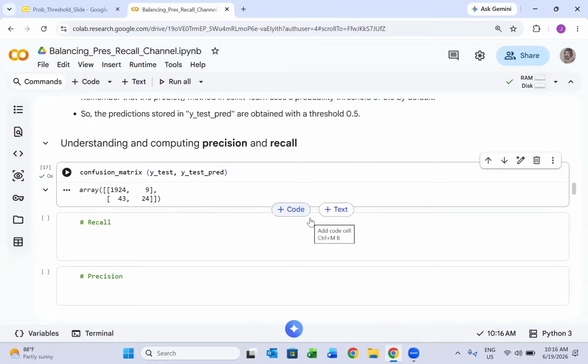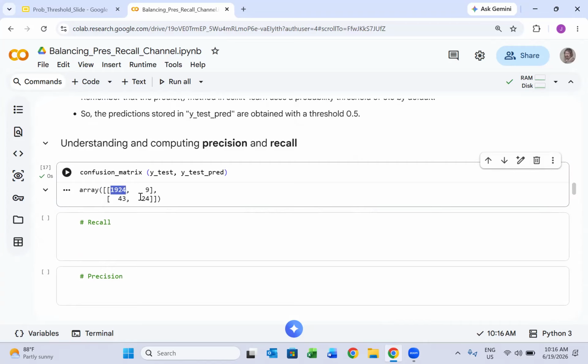Okay, that's a confusion matrix. And how do we interpret that confusion matrix? Well, what are these numbers? So that 1,924 is the number of true negatives. So that's the number of actual negatives correctly predicted as negatives.